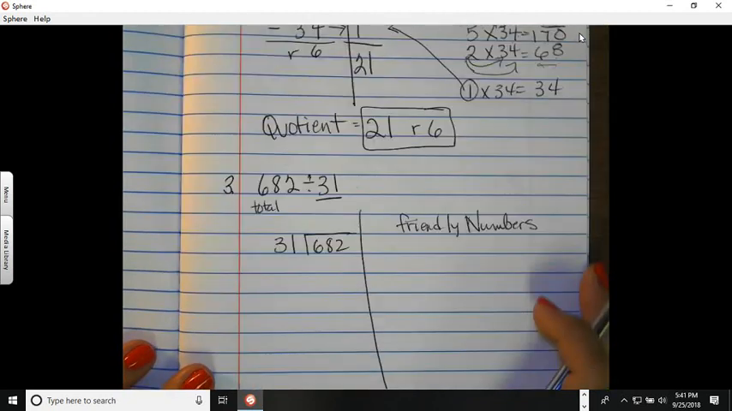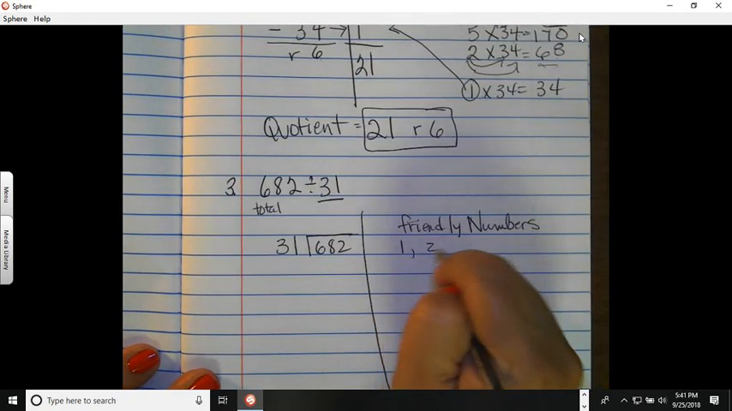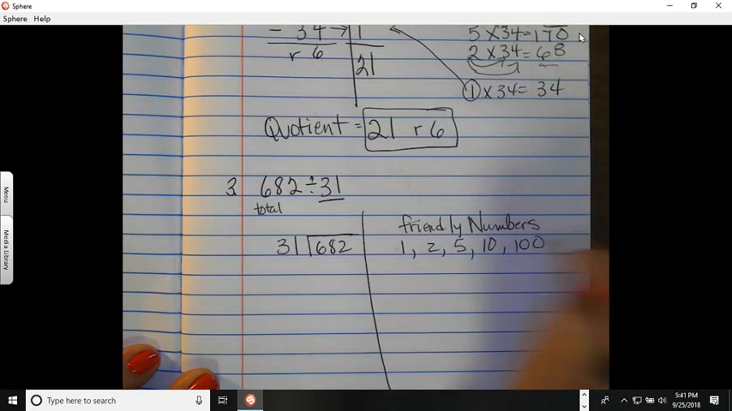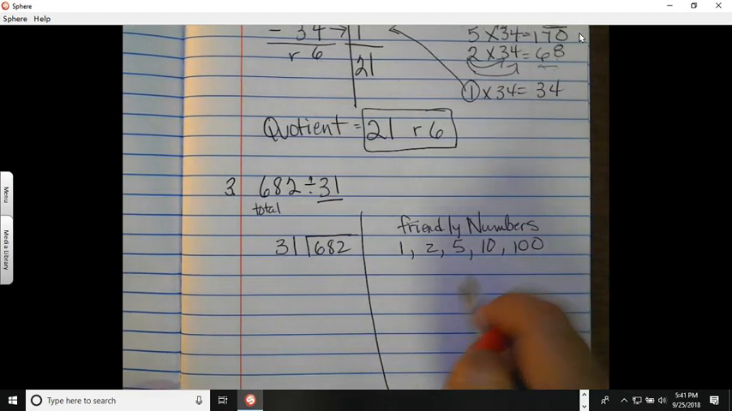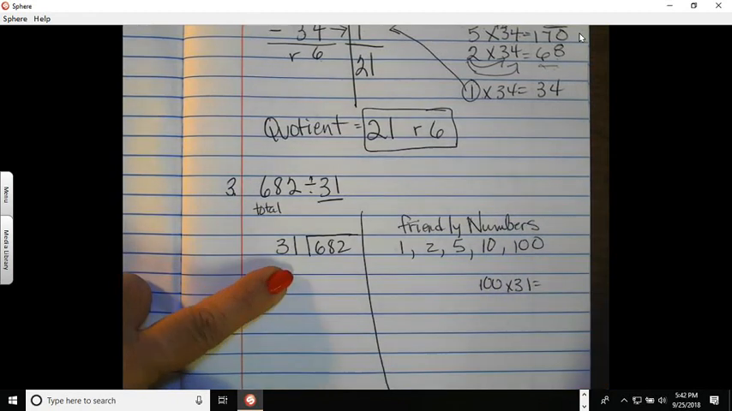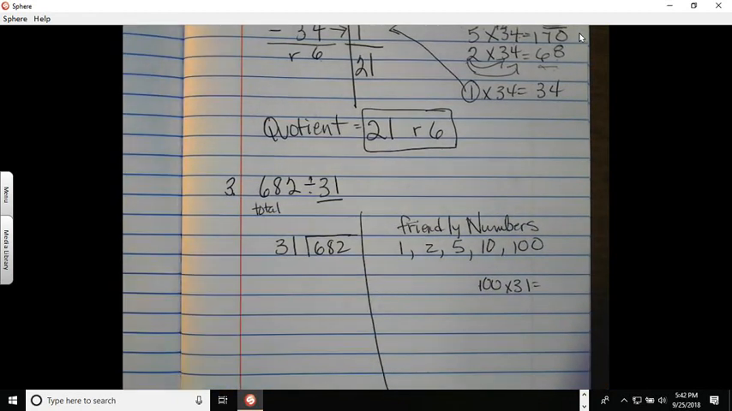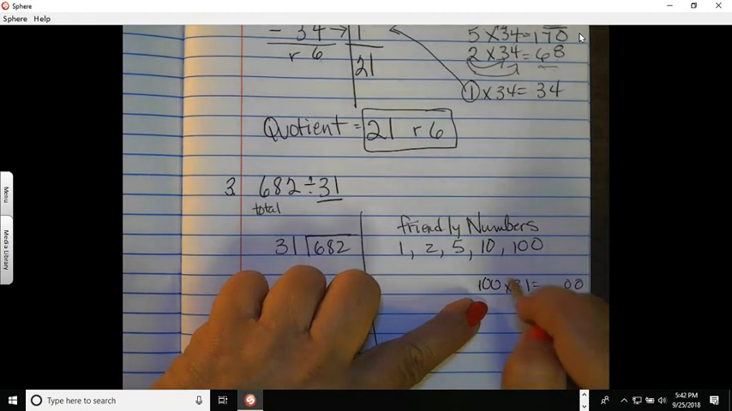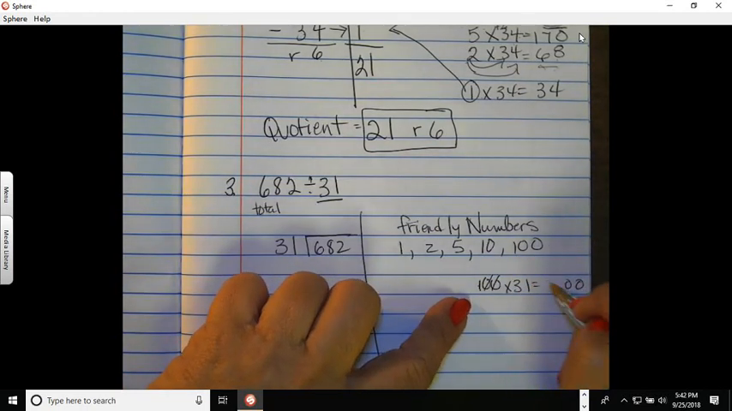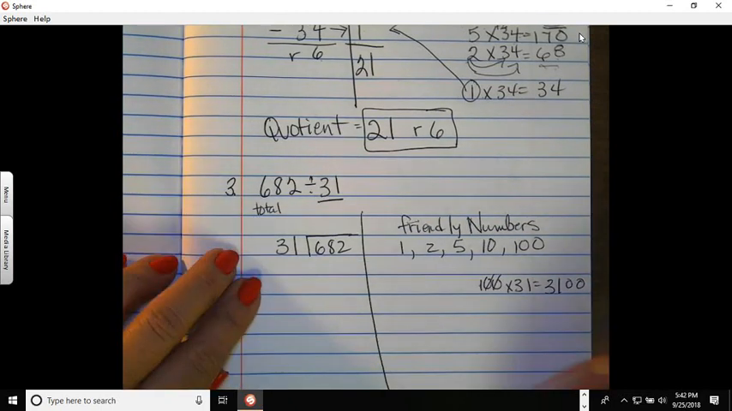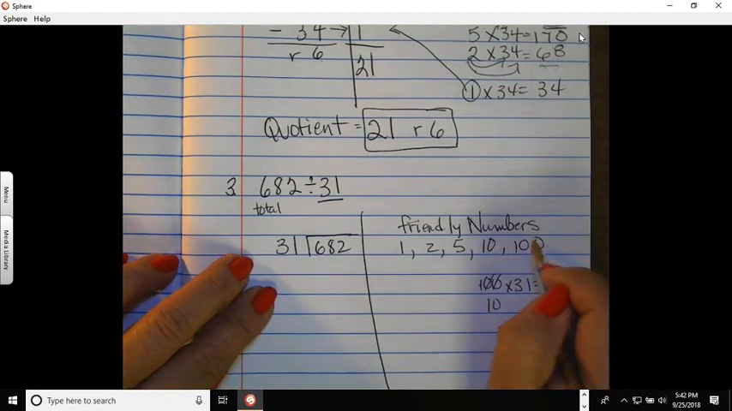My friendly numbers are going to be 1, 2, 5, 10, and 100. So if I have 100 times the 31, way too big. I can hear y'all shout, too big, too big, too big, because I have my 2 zeros. 31 times 1 is 31, so it's 3,100. Way too big.